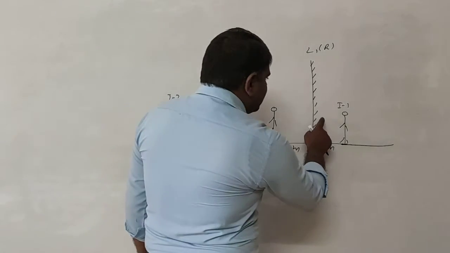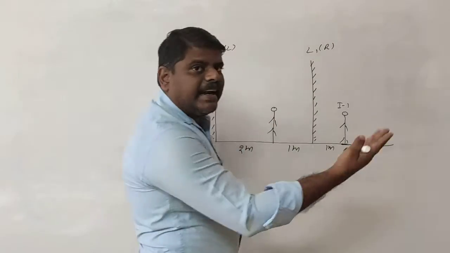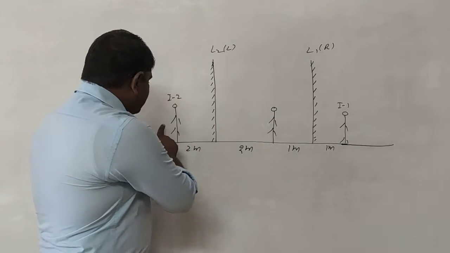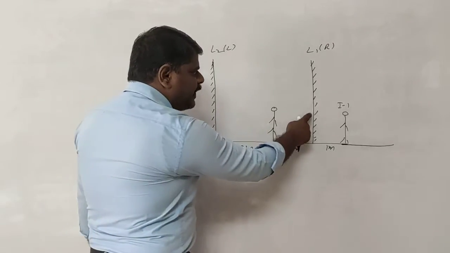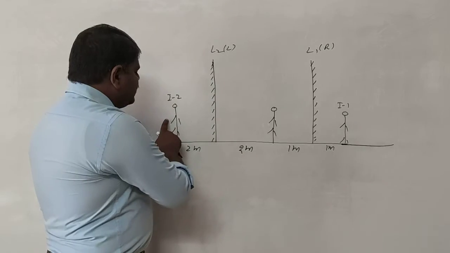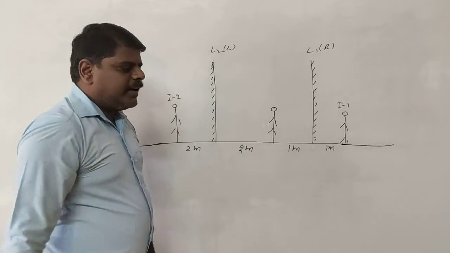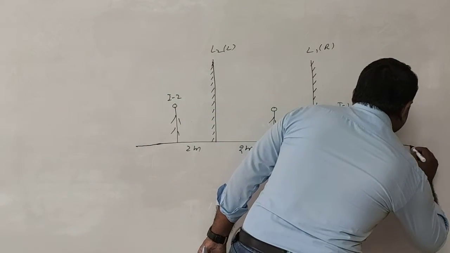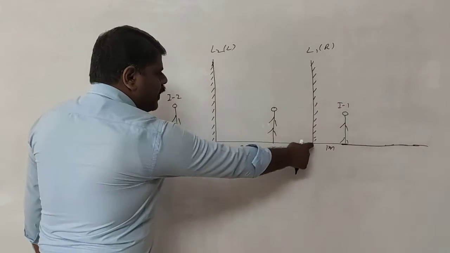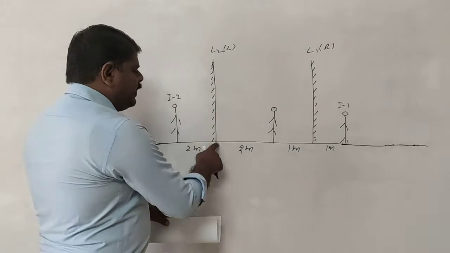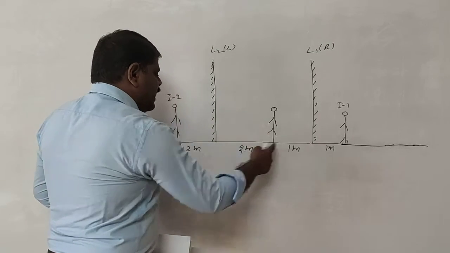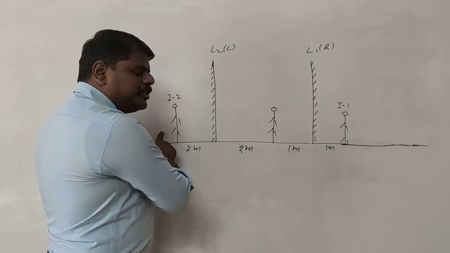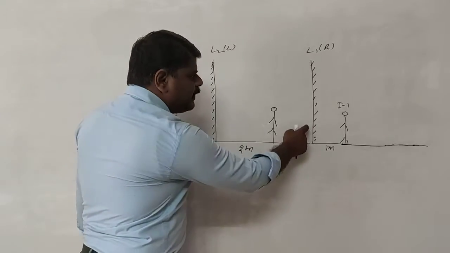Now what happens here? This mirror will produce the second image. Then this image 2 will become the object for this mirror, and it is going to produce an image. If you extend this, then from this mirror the object distance will be up to here 5, that is 3 plus 2, 5 meters. That means image 2 is exactly at a distance of 5 meters from the first mirror.